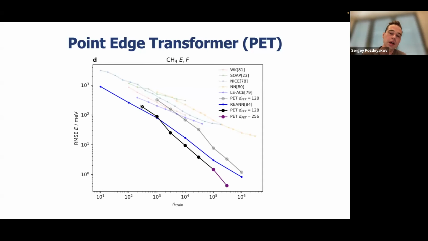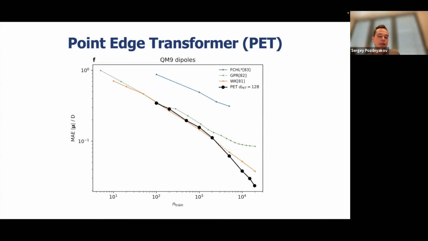So essentially here I compare PET, the black line, with only one other method, RIAN. RIAN is a three-body invariant graph neural network. And as you can observe, there is once again exactly the same story. PET outperforms RIAN in the data-rich regime, and it improves faster with the increase of training configurations compared to this other model.